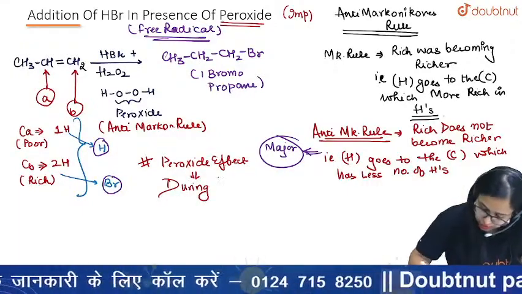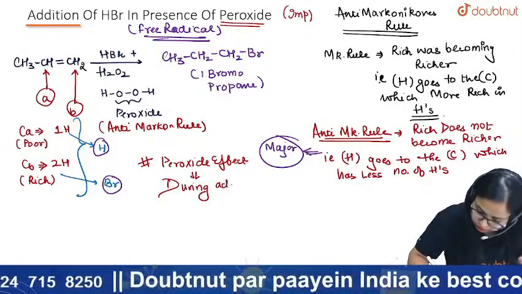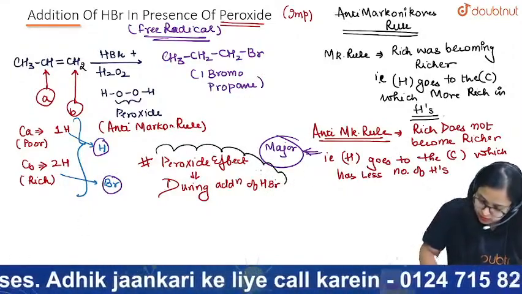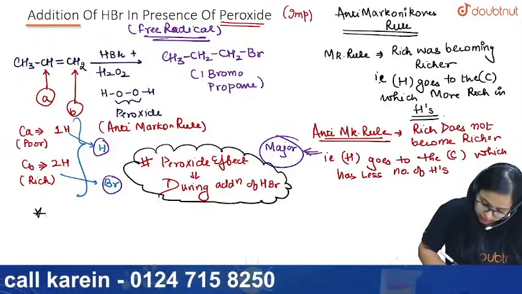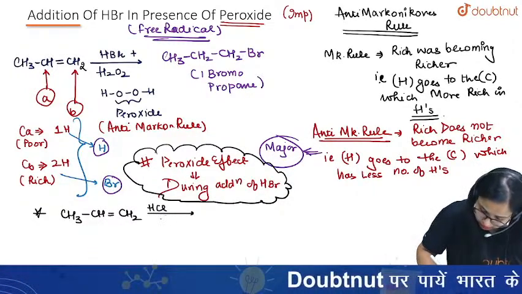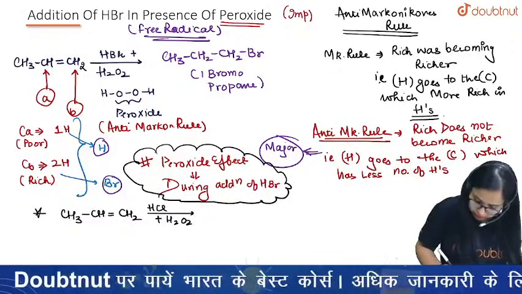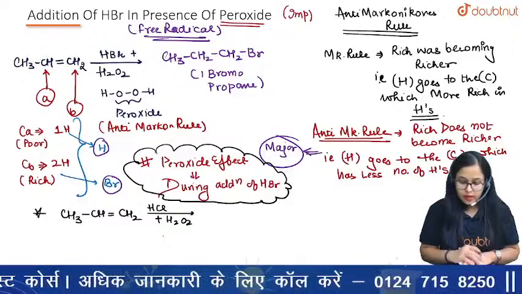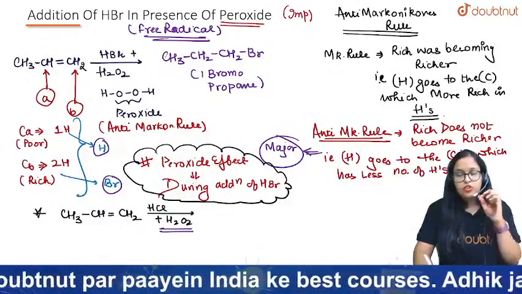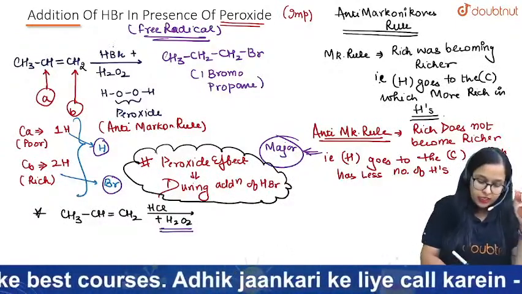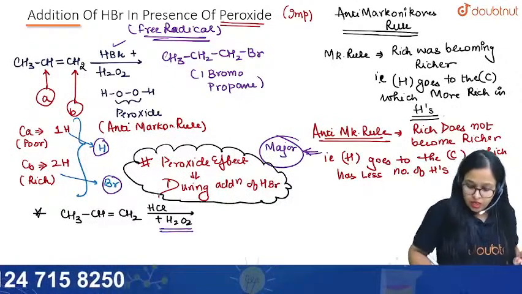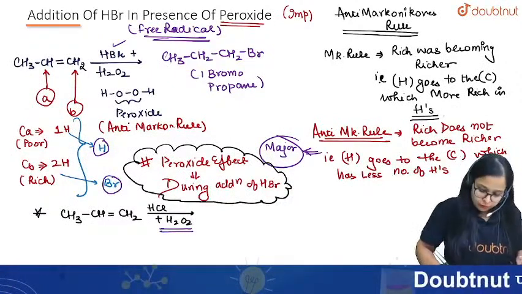It is only observed during addition of HBr. If you see that HCl plus H2O2 is written, you must remember that if an alkene is given, let us say propene is given, and here you see HCl plus H2O2, please do not get confused that because H2O2 is written, it will always follow anti-Markovnikov rule. In presence of H2O2, addition will happen via anti-Markovnikov rule only if you have addition of HBr to your alkene. If it is HCl, HI, anything is written and H2O2 is written, please do not get confused. You have to follow simple Markovnikov rule.